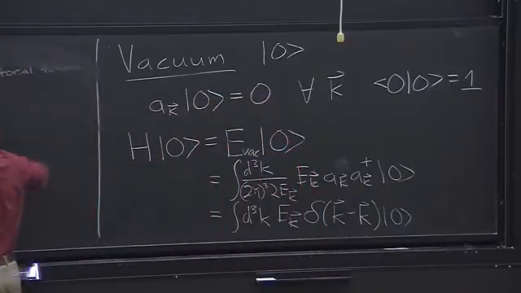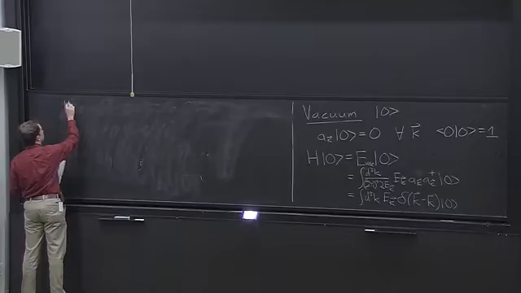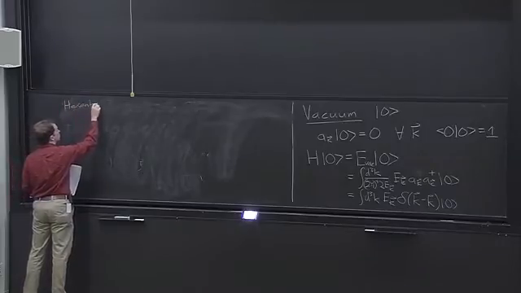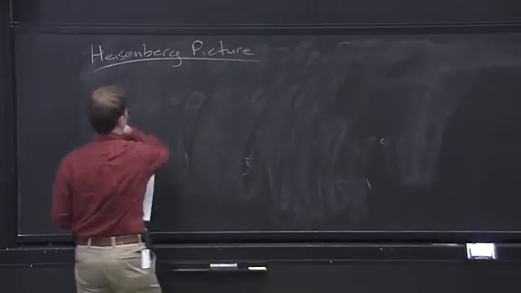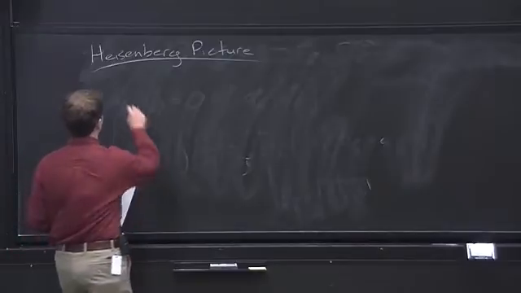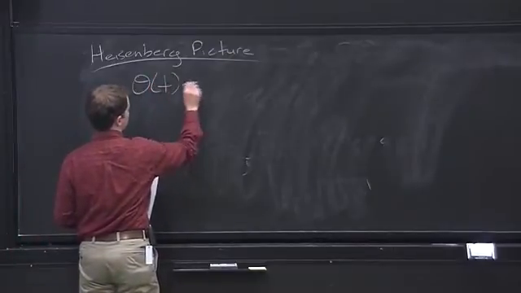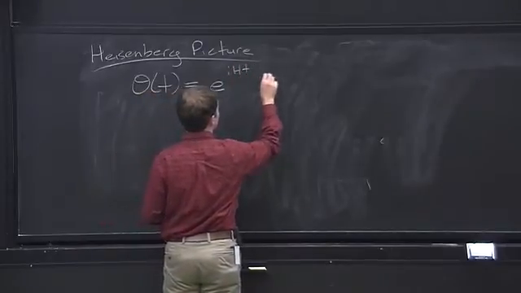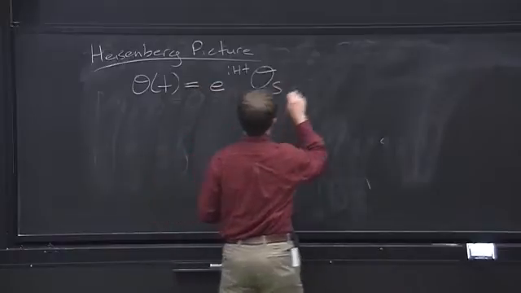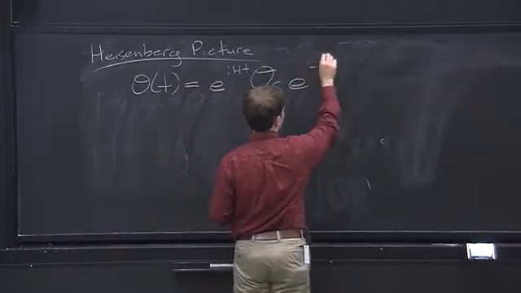So in the Heisenberg picture, the operators become time dependent. And as you all know, time dependence is just e to the iHt times the operator in the Schrodinger picture, e to the minus iHt.